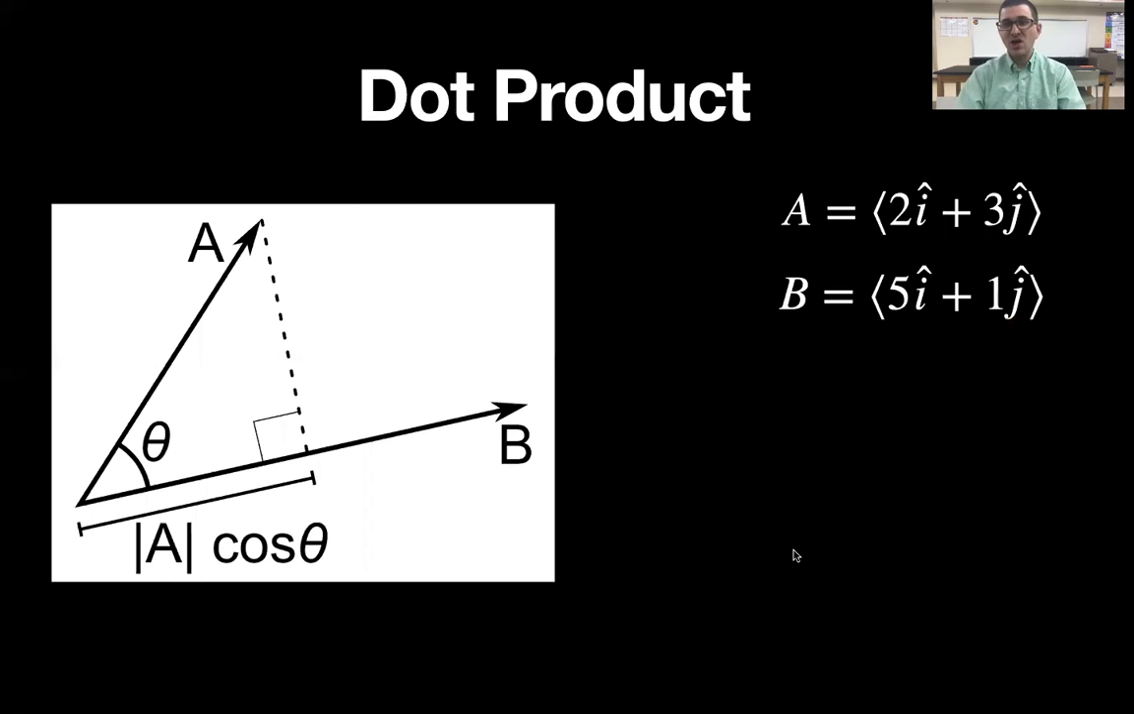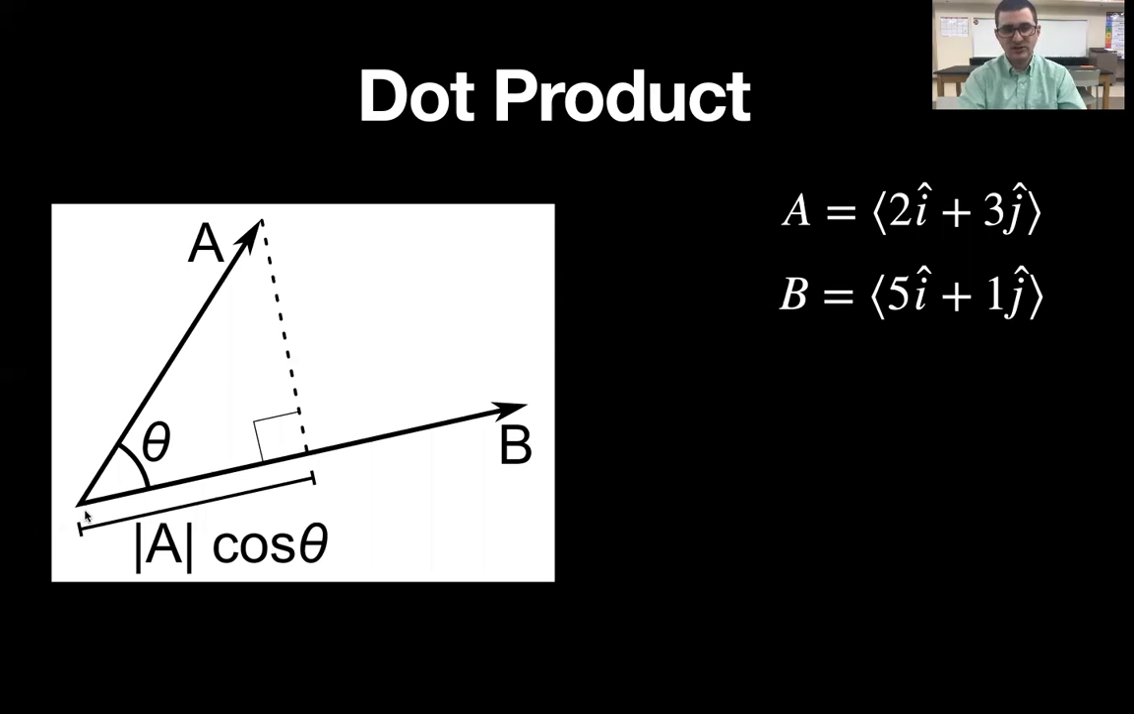And the dot product, which is also called the scalar product, is a way to take two vectors and basically figure out how much of vector A is in the direction of vector B. And then we can do our integration over the distance. So the dot product or the scalar product is the projection of A onto B. So the way that you do it is you take the horizontal components.